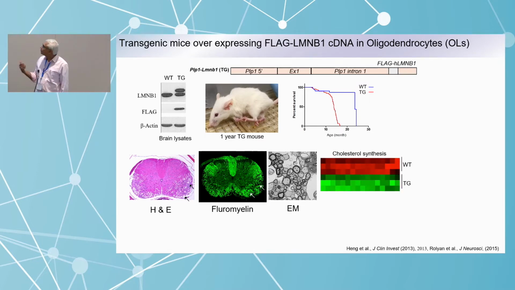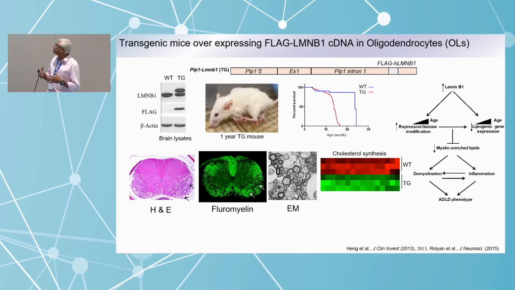We had done some RNA-seq analysis on these mice, and one of the pathways that popped up was the pathway of cholesterol biosynthesis. And again, I won't go into all the details. It's published, and we've done a lot more work after that, but one of the pathways we think could be playing a role is that you have an increased level of lamin B1, you have decreased expression of these myelin genes, resulting in a decreased expression of myelin-rich lipids, which lead to a demyelination phenotype and an inflammation phenotype. These seem to play off each other, ultimately leading to the ADLD phenotype.